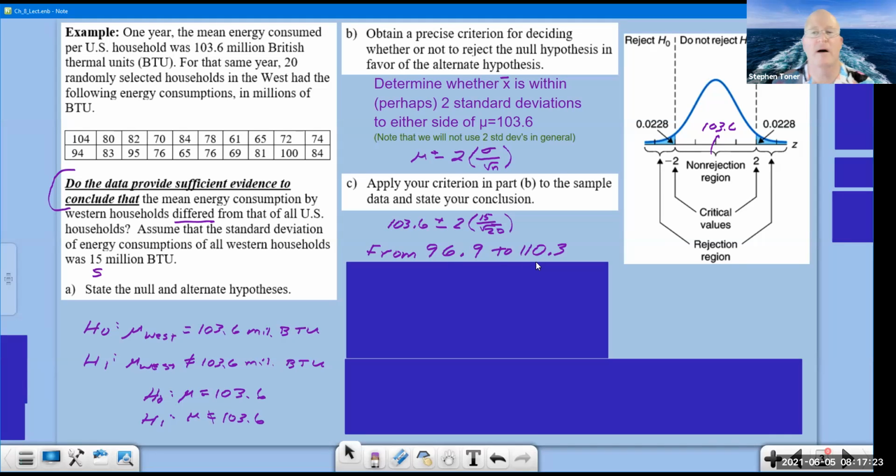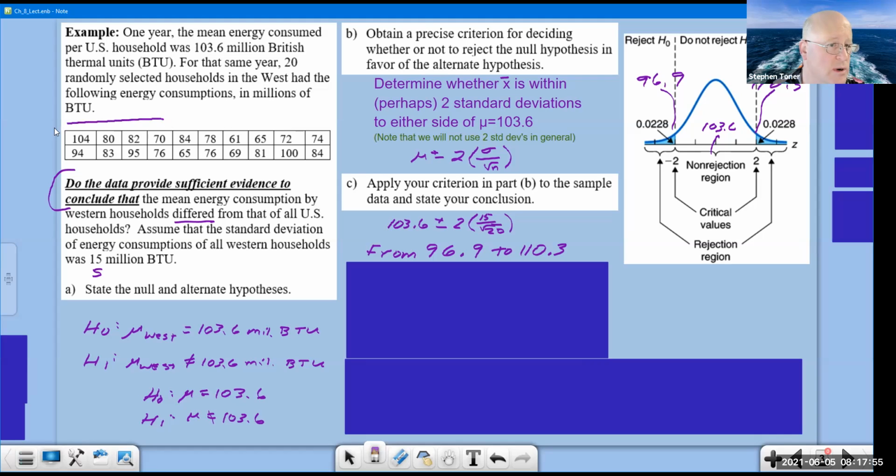Now, I'm not going to worry about being able to do that calculation manually because, quite honestly, we're going to be doing our hypothesis test in a slightly different way. I'm just trying to show you logically what's going on. So what we just established in this picture is the values of these dotted lines, okay? We have 96.9 on that left boundary and 110.3 on that right boundary.